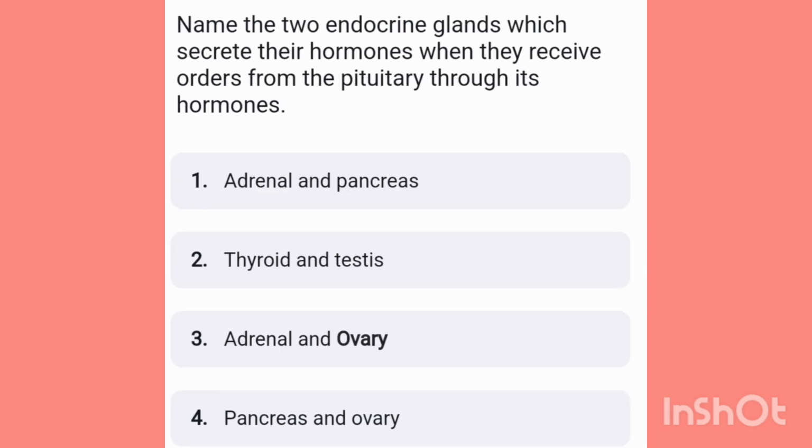Proceed to the next question. Name the two endocrine glands which secrete their hormones when they receive orders from the pituitary through its hormone. Option number 1, adrenal and pancreas. Option number 2, thyroid and testes. Option number 3, adrenal and ovary. Option number 4, that is pancreas and ovary. So we all know the endocrine system and its regulation. So the correct answer is option number 2, that is thyroid and testes.